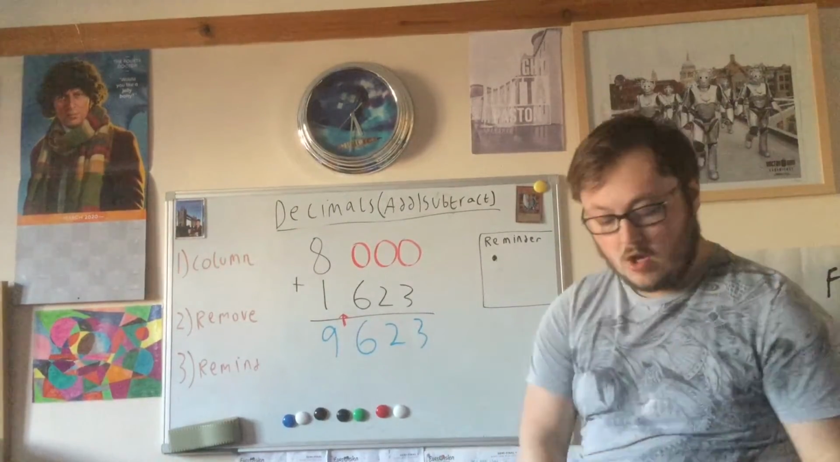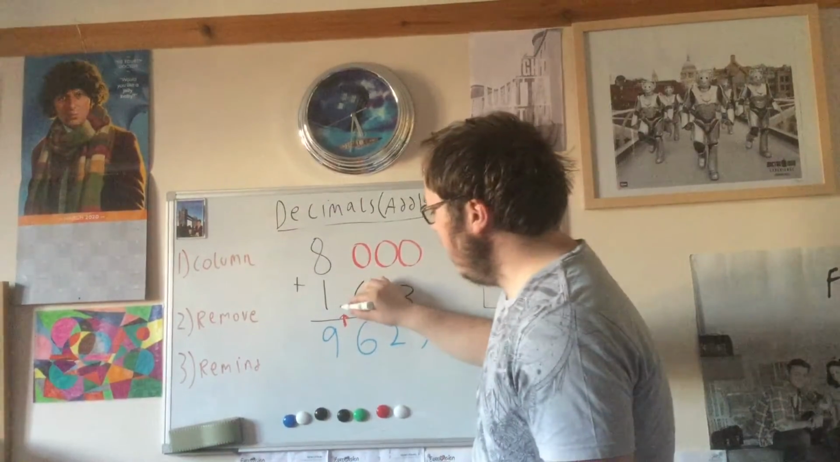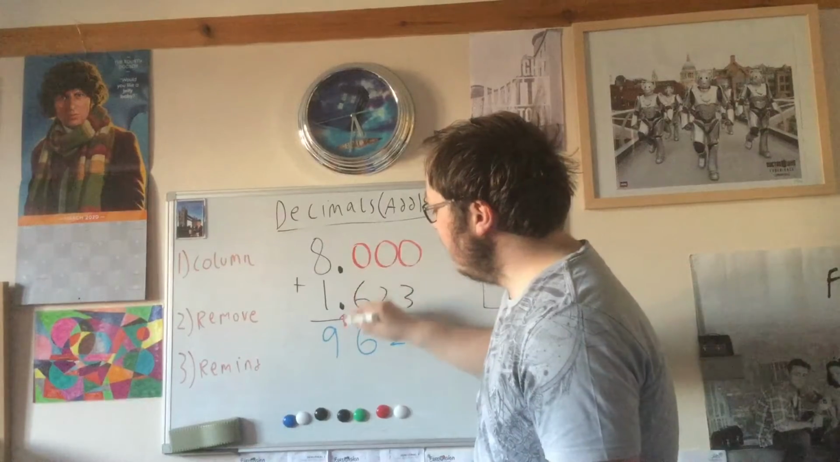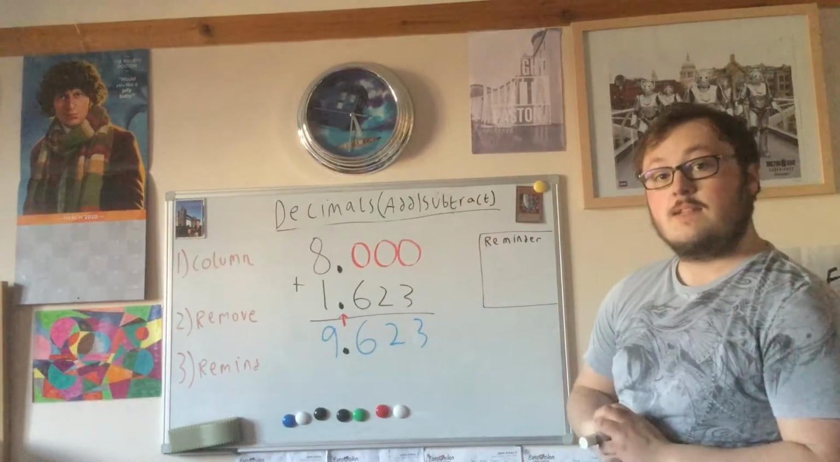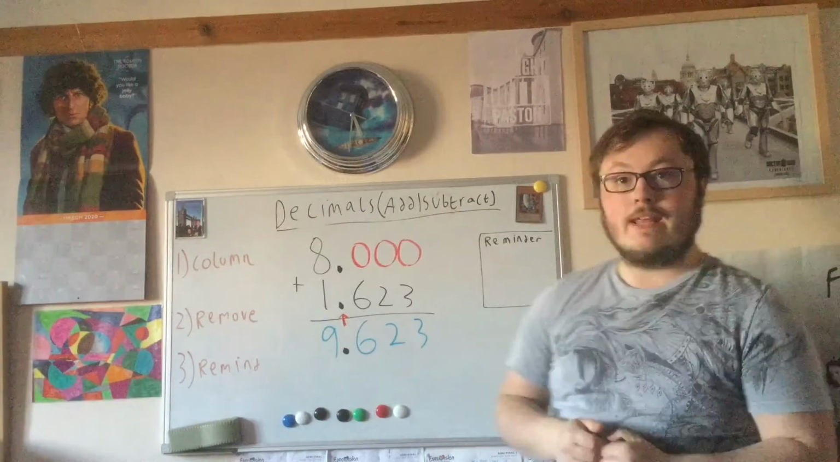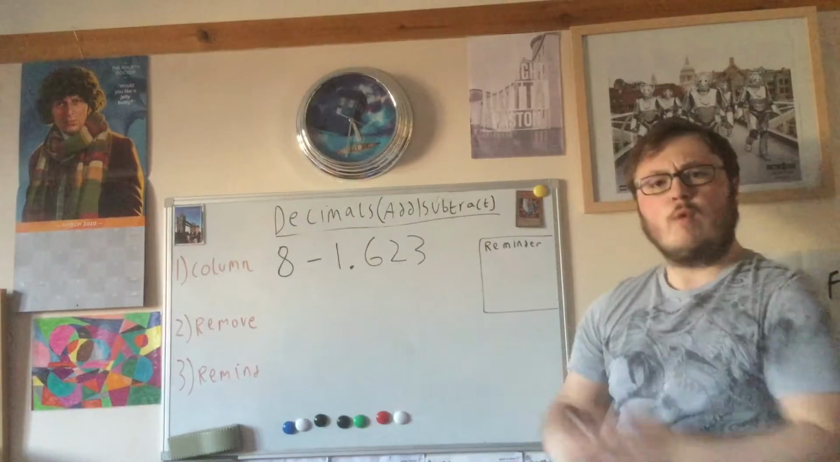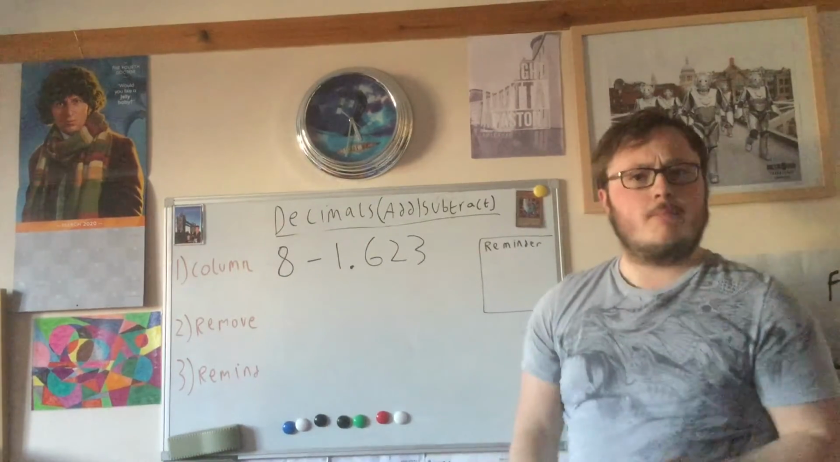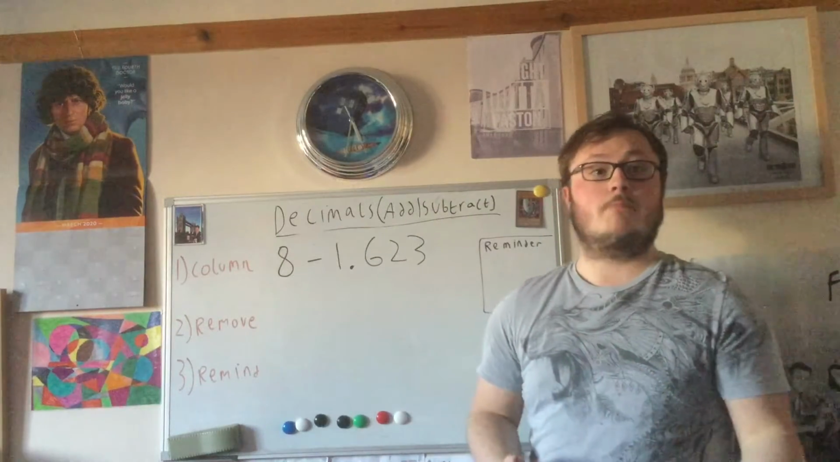And now we put our decimal back. Take out the reminder box, put it here, and because it's lined up, we put it here. So the answer to this problem is 9.623. But what if we're minusing it? That's going to be a bit more tricky, isn't it? Because we're taking away a decimal from a whole number.